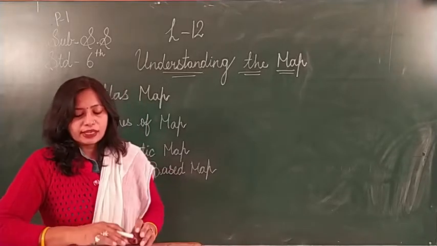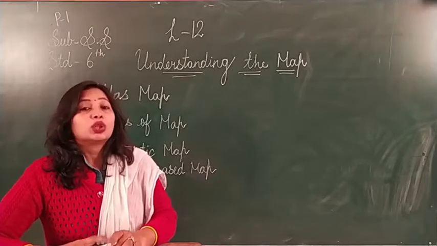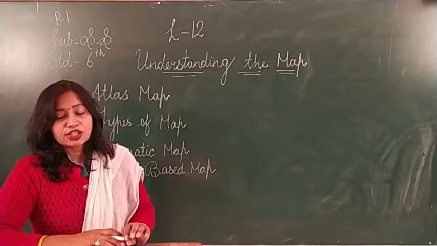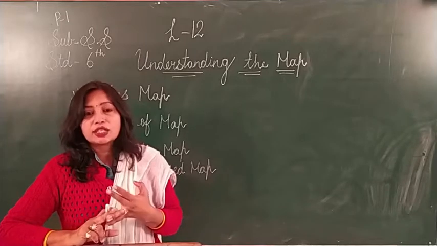So now we will study about atlas map. You have already seen an atlas. आप सब ने देखा होगा atlas. तो atlas में क्या देखते हैं हम लोग? Different types of map. Okay. So atlas is a collection of map. Atlas क्या है? एक collection of map which shows various details of earth.